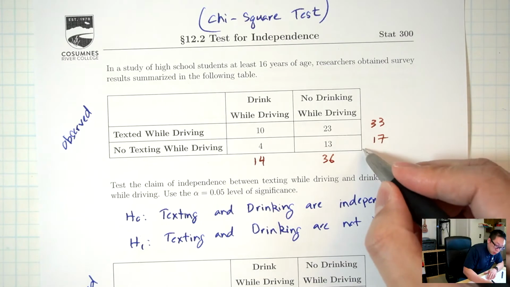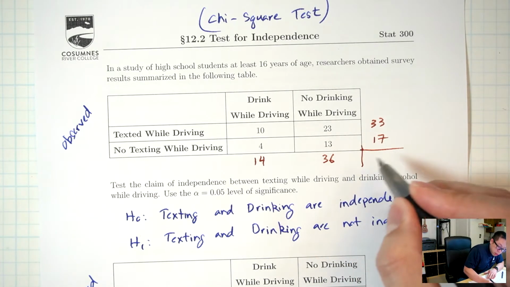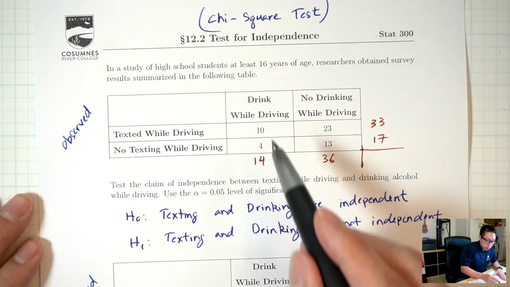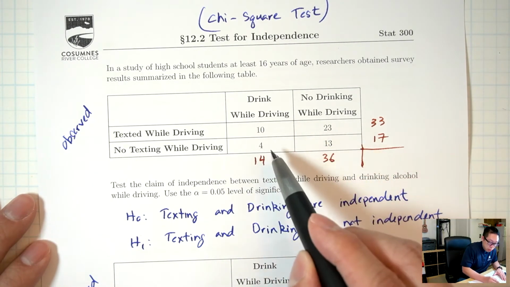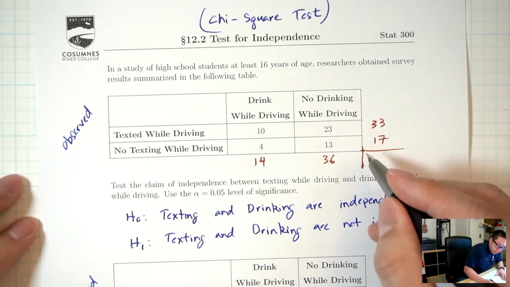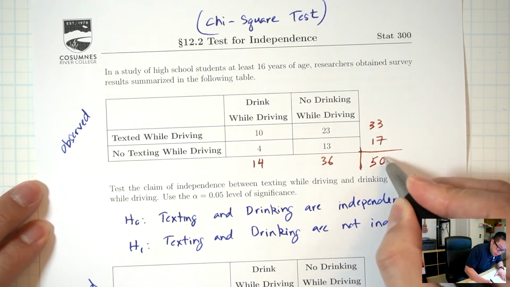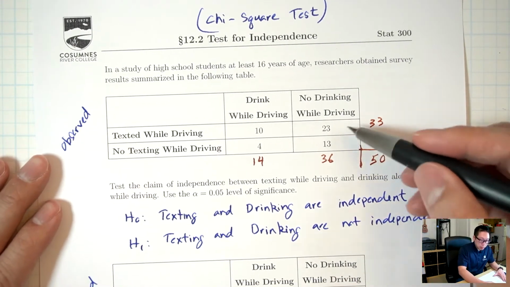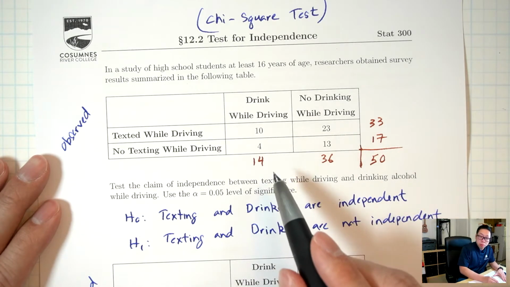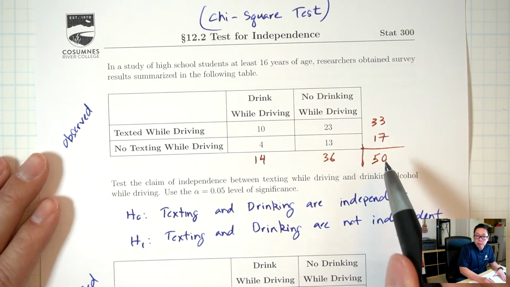And then I also need the total of everybody in the study. So the total of all the numbers, and by all the numbers, I mean all of the original numbers. So 10, 23, 4, 13, add those up. 10 plus 23 plus 4 plus 13 is 50. You could have also gotten 50 by adding the row totals, so 33 plus 17 is also 50, or the column totals, 14 plus 36 is also 50.